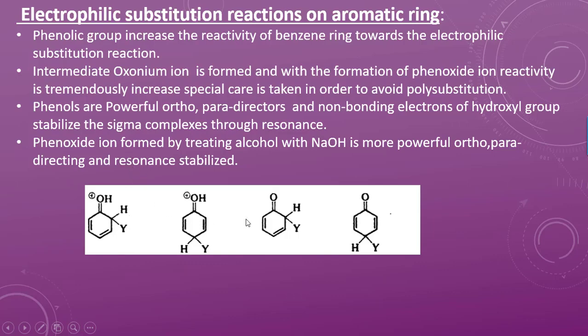So we say that if phenol reacts with a suitable base like sodium hydroxide, it gets converted into phenoxide ion. The reaction with phenoxide ion is a more speedy reaction, and the intermediates formed are also more stable as compared to phenol itself.